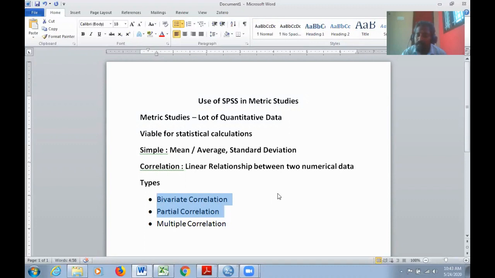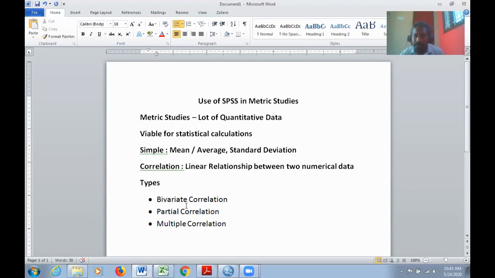See, bivariate correlation talks about the existence of linear relationship between two variables. And in partial correlation, instead of two values, we take three values. You take three variables, three sets of numerical data, but you will analyze the existence of relationship between two variables, controlling the effect of third variable. See, for example, we have number of papers published over a period of time, number of total citations received, a number of self citations received. These are three different variables.